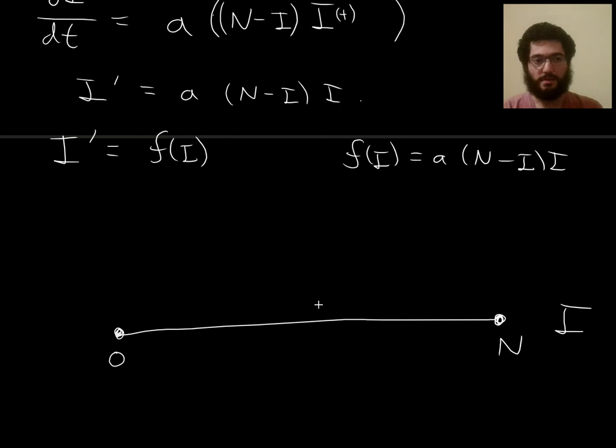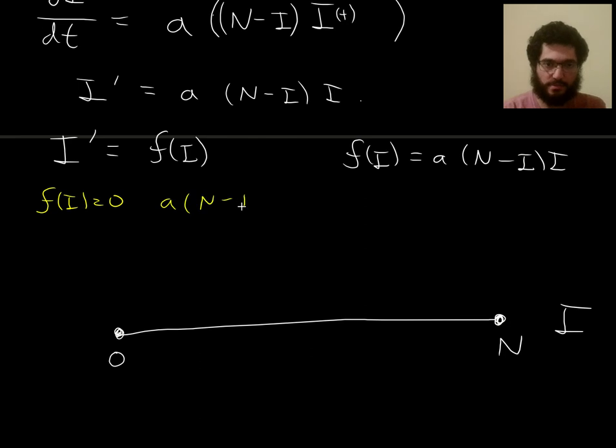And let's find the critical points. So let's see. To find critical points, I should solve this equation, right? So set the right-hand side equal to 0. Well, that happens at I equals 0 and I equals n. So right here and right here are the critical points. And that means these are equilibrium solutions. That should actually make sense.